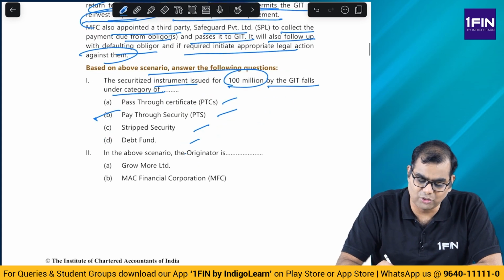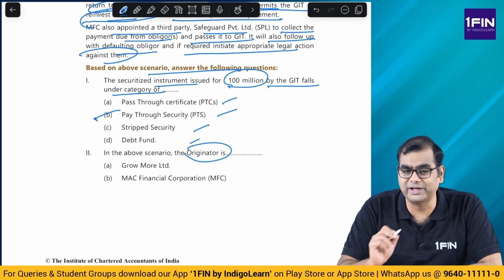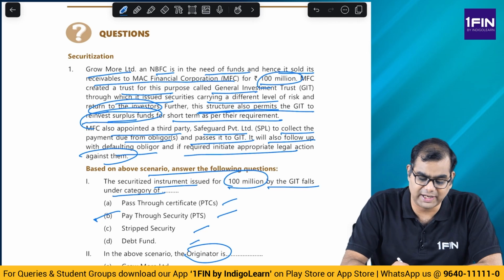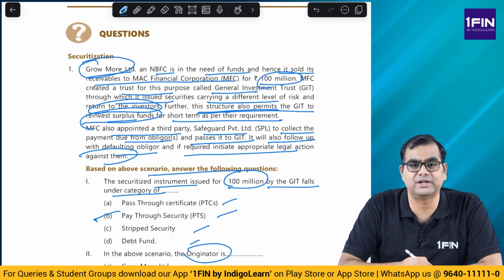Then in the above scenario, originator is dash. This is a very interesting point. Okay. So when you look at it, even when I first looked at it, I actually thought that Growmore is the originator.